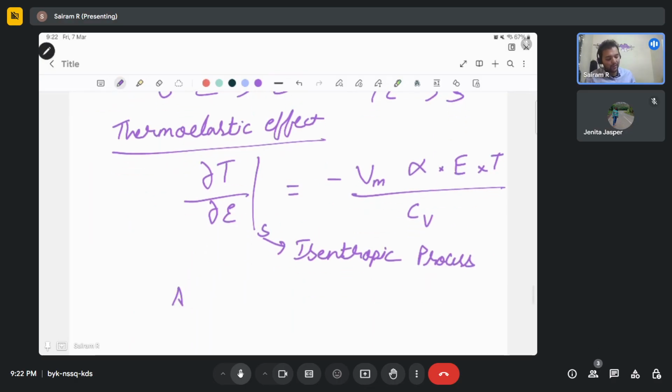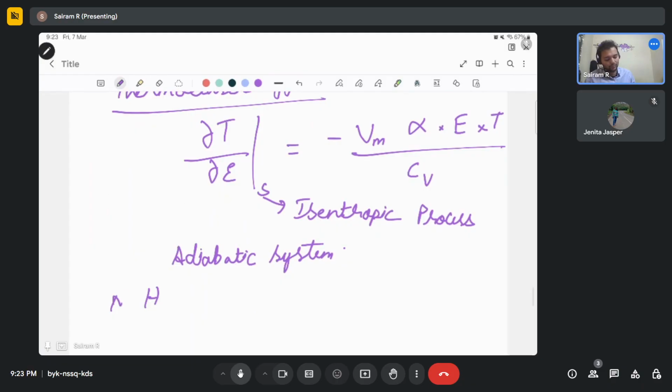It is possible to have an adiabatic system in an isentropic process because there is no heat exchange involved. Once again, all these are a lot of assumptions that are going to happen. And this is the correlation between thermodynamic properties and mechanical properties, and this is something very important as well.